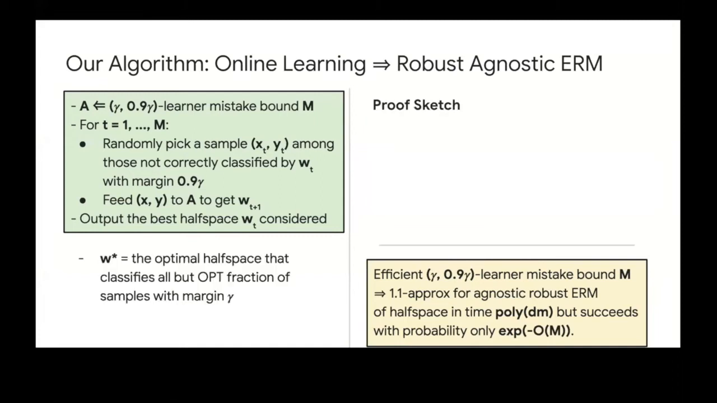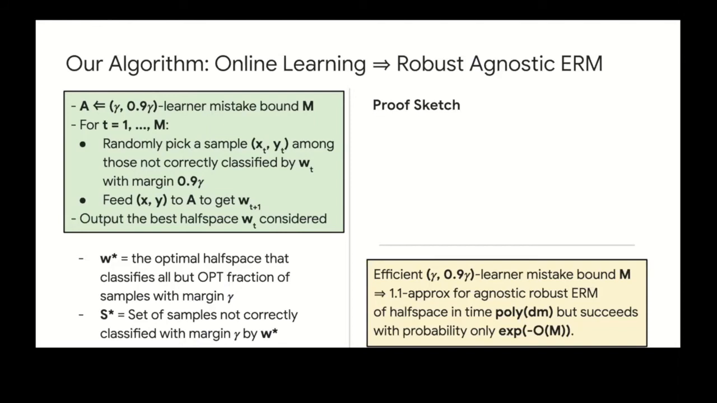To prove this, let us very quickly define two notions. Let us call W star the optimum half space. So this is the half space that classifies all but opt fraction of samples with margin gamma, and let S star be the set of samples which W star doesn't correctly classify with margin gamma. So in particular, S star has size at most opt fraction of all the input samples.